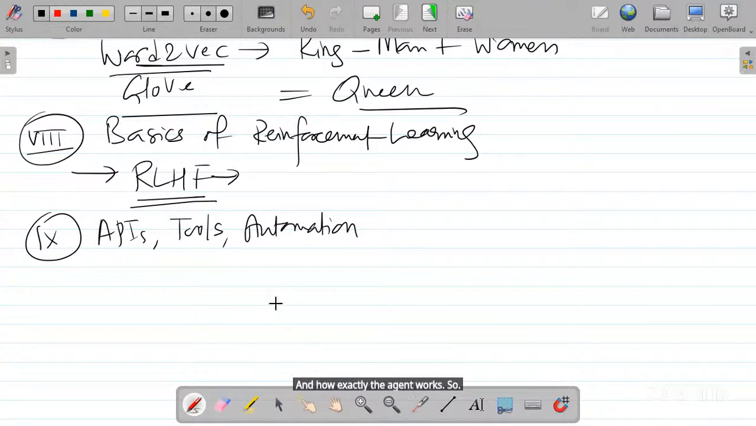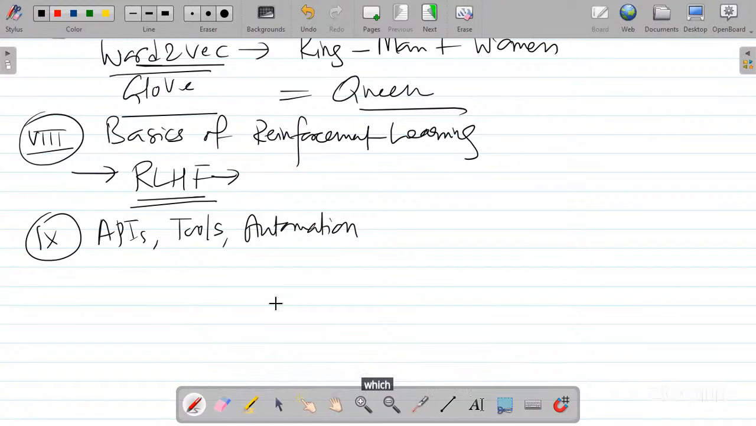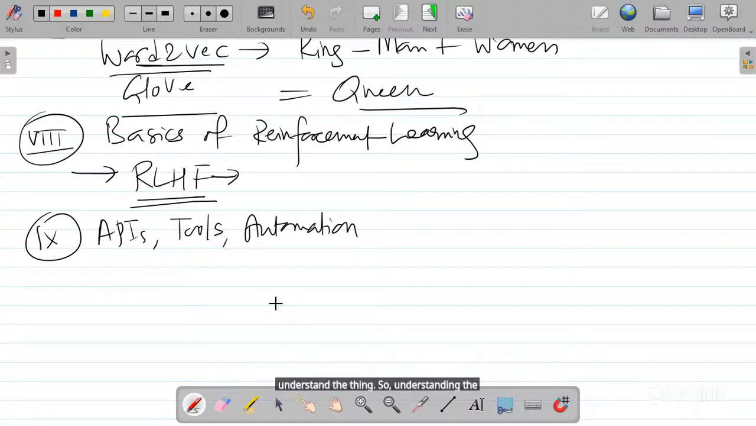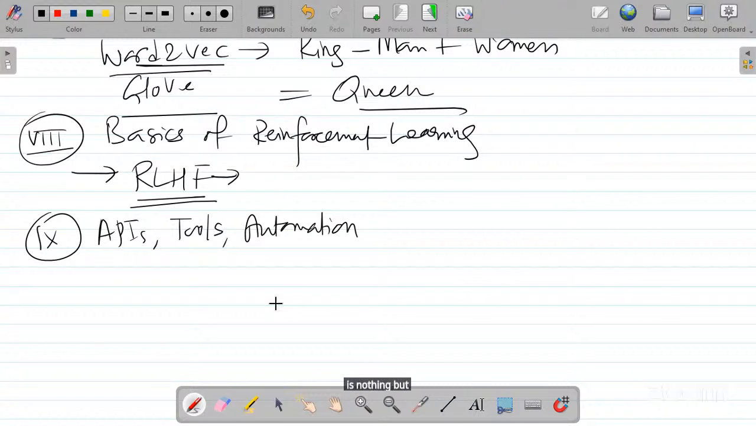So if you ask a particular agent to book me a flight, create a calendar event, and send a reminder. If this kind of input I'm giving to my agent, which is already built, which is working for me. So I'm giving him a query, or I'm asking him to book me a flight, create a calendar event, and send a reminder to me. So how exactly is this entire instruction being handled by that agent, how are your LLMs going to understand the thing?